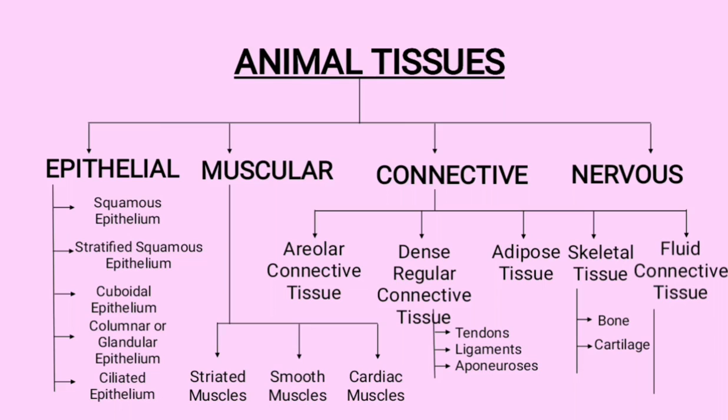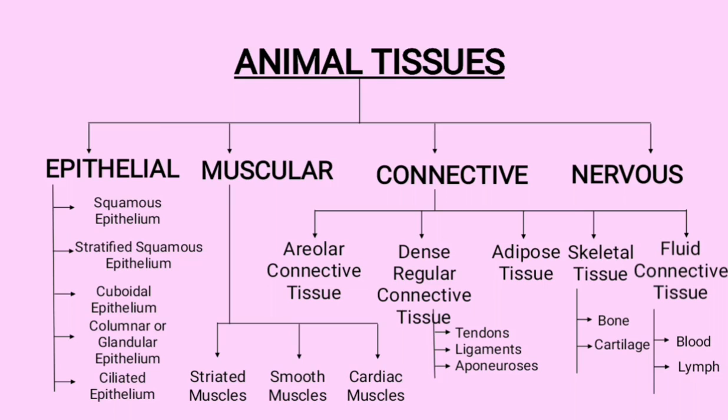And last is the fluid connective tissue. Fluid connective tissue means connective tissue which is liquid. And this is again further divided into two types. The first one is blood and the second one is lymph. The blood contains RBCs and lymph does not contain RBCs. That is the major difference between blood and lymph.